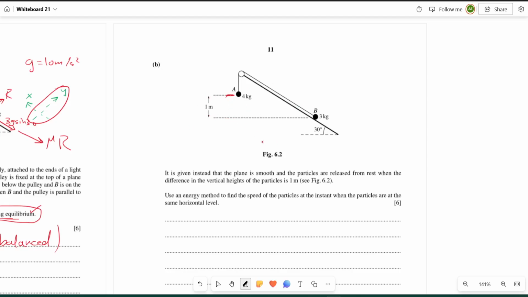Okay, this is interesting. Use an energy method to find the speed of the particles at the instant when the particles are at the same horizontal level. Whenever it says an energy method, this equation should come in your mind.